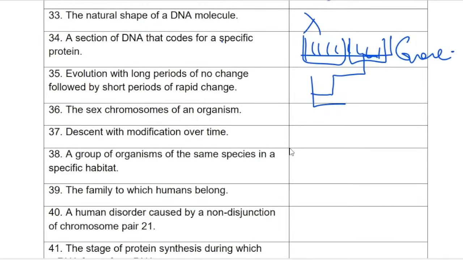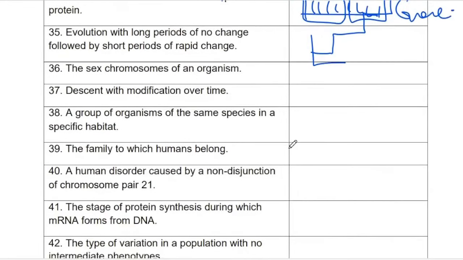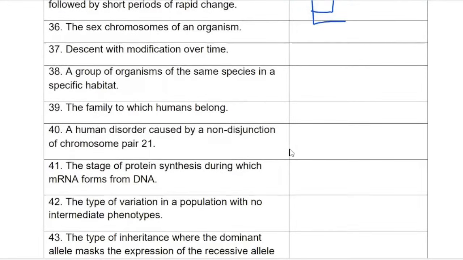How do you call descent with modification? Let me see in the comments below. I want to know number 37. I want to know this answer. Please put it in the comment. Just write 37 and then put the answer there. I want to see if you're going to get it correct.